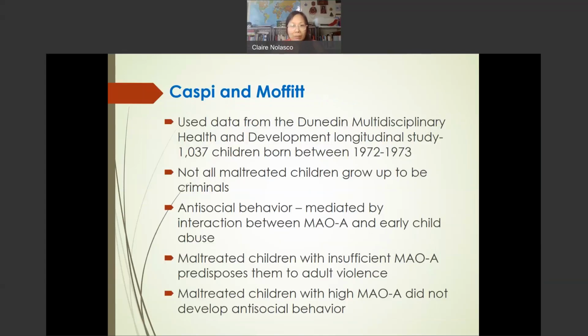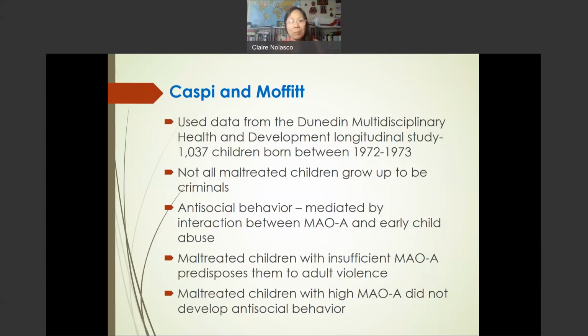One study on the MAO-A was conducted by Caspi and Moffitt. So what they did was they used data from the Dunedin Multidisciplinary Health and Development Longitudinal Study, which consists of 1,037 children born between 1972 and 1973.